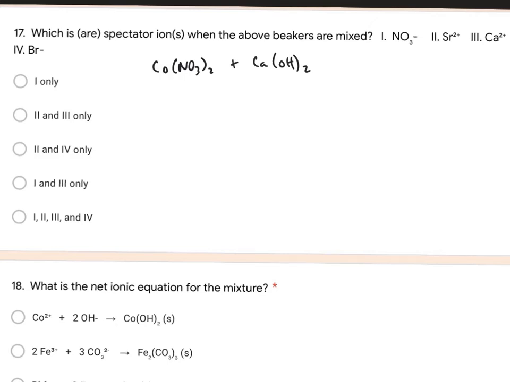Okay, question 17 wants to know which ones are the spectator ions. Remember, those are the ions that start aqueous and end aqueous. Well, everything at the beginning was aqueous. And then what ended up being a solid was the Co(OH)2. So that means the other things involved here, calcium started as an ion and ended as an ion, and nitrate started as an ion and ended as an ion. So those are spectator ions. So that should be this one right here and that one. Those are the ones that did not do anything. So that would have been 1 and 3, so that would have been this answer choice right there.